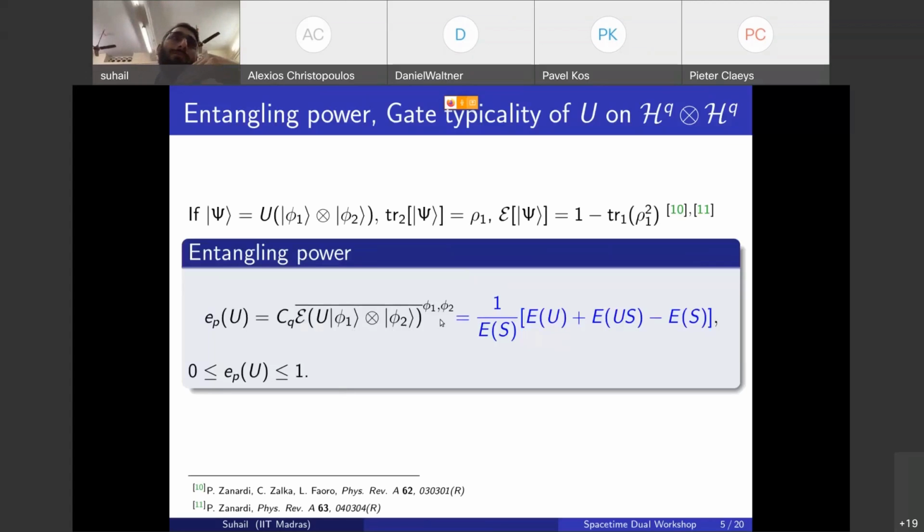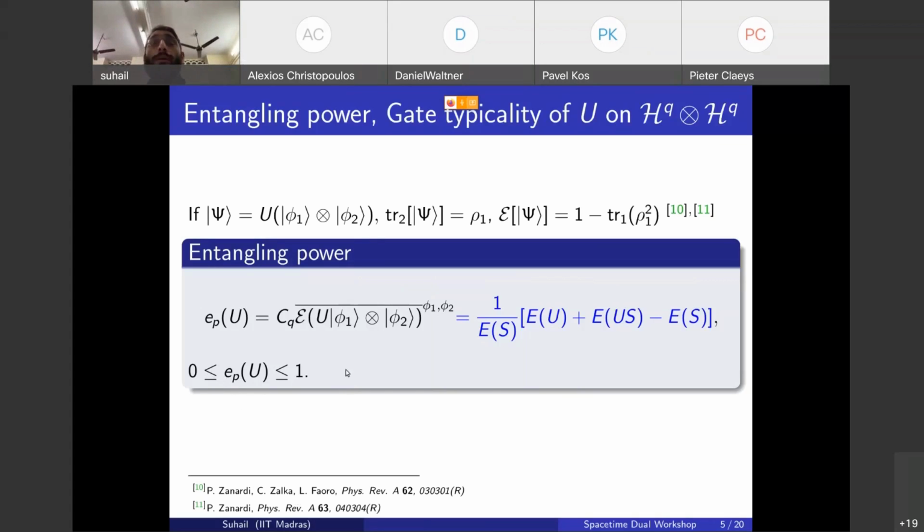Imposing, for example, a uniform measure like the Haar measure, the entangling power of U is determined by the operator entanglement of U, E(U), and the operator entanglement of US, E(US). This was shown by Paolo Zanardi around 2000. It is quite remarkable that on the left hand side we have a state property, and on the right hand side we have an operator property. In our convention the entangling power, EP, is normalized between 0 and 1, which is different from the seminal work of Zanardi.